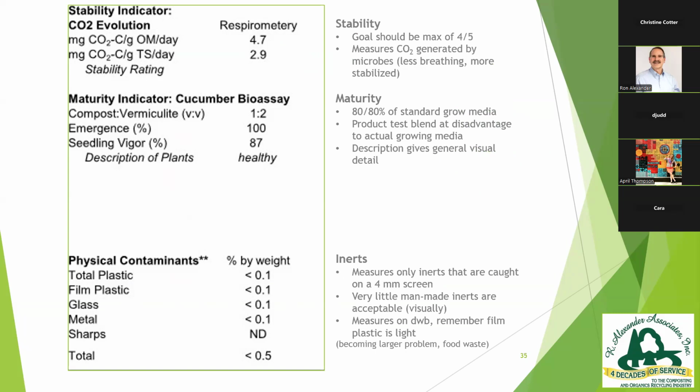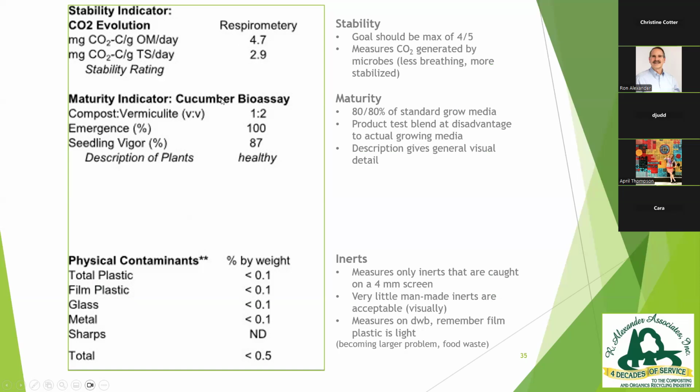When it comes to stability and maturity, you're typically looking at the CO2 evolution based on organic matter per day, and we want a maximum number of 4 or 5. So this product's at 4.7, right at the limit.